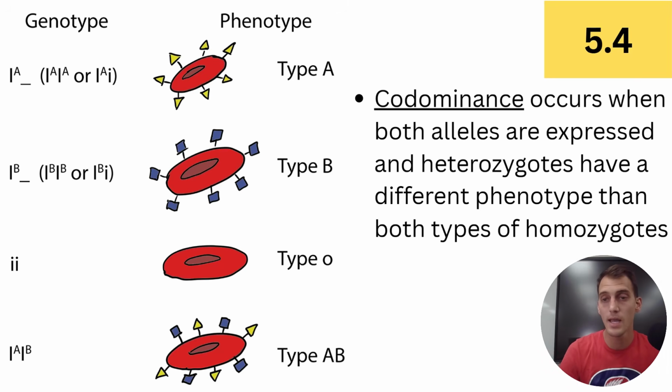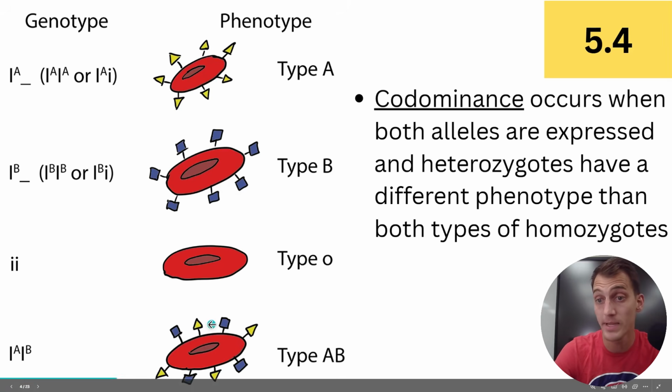So let's just say if your mom is type A and your dad is type B, that means they have these little antigens on the surface of their red blood cells. We don't have to get into the specifics about it, but let's just say your mom's type A and your dad's type B. You have a possibility of being type A or type B, but you also have a possibility of being both at the same time, and that would be type AB. You can see both of these proteins here present on that red blood cell.